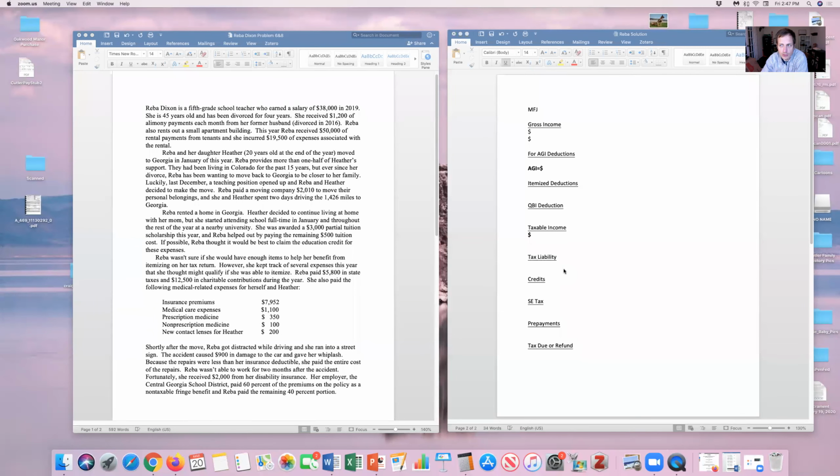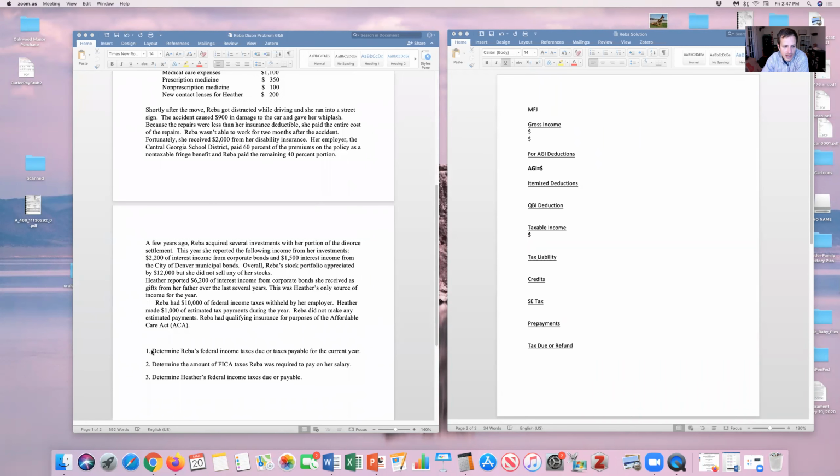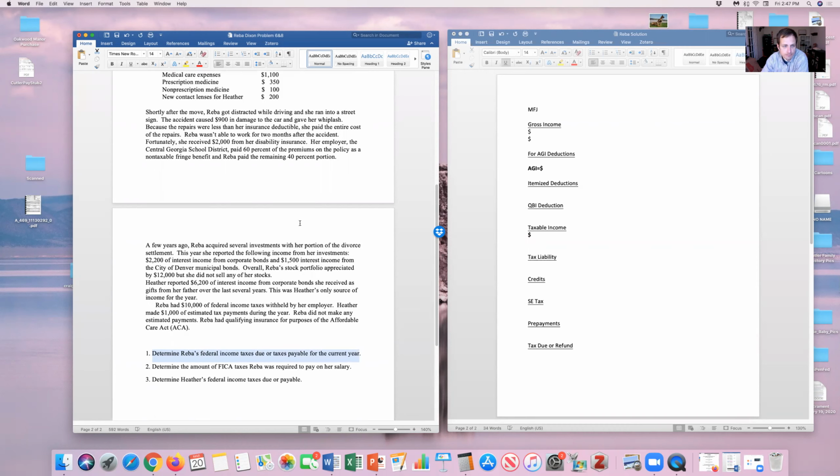All right, so I'm going to share my screen here. Okay. And so this problem is going to give us a bunch of facts. And if we scroll down, we can see the first question it's going to ask is to determine Reba's federal income taxes due or payable for the current year.